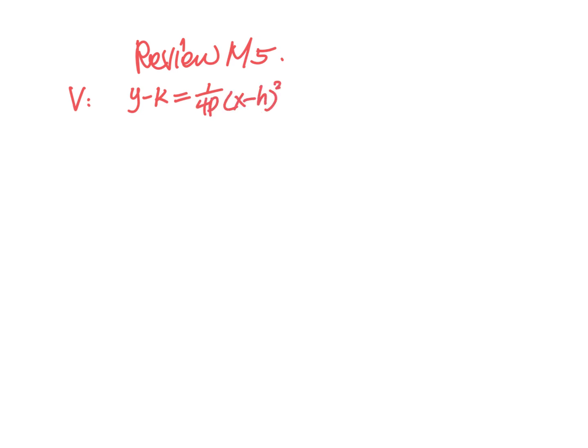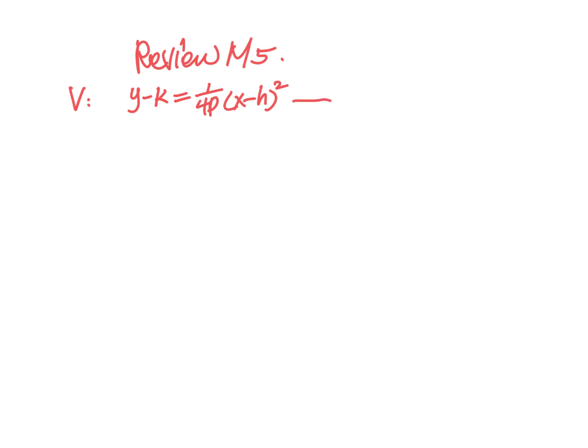Okay, let's do a quick review for module 5. First of all, I want you guys to memorize the formula. The formula is really two types of parabola. One is the vertical parabola, so y minus k equals 1 over 4p times x minus h squared.